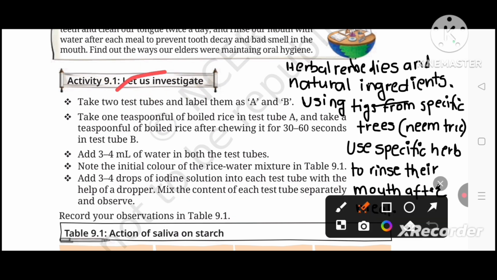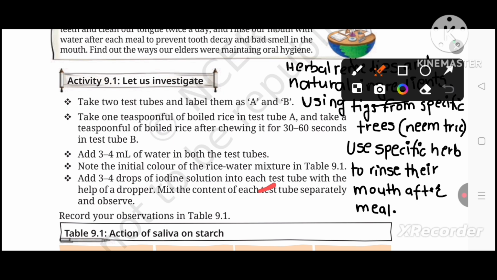Let us investigate. This is one of my favorite activities. Let us take two test tubes and label them A and B. Take a small tablespoon of boiled rice in test tube A, and a tablespoon of boiled rice after chewing it for 30 to 60 seconds in test tube B. Add 2 to 3 ml of water to both test tubes. Note the initial color of the rice water mixture, then add 3 to 4 drops of iodine solution to each test tube. With the help of a dropper, mix the contents of each test tube separately and observe.